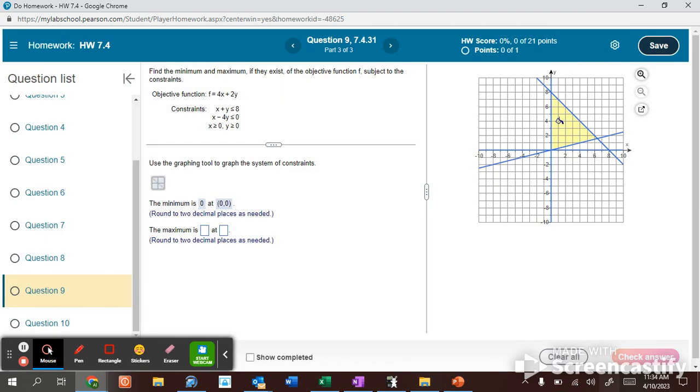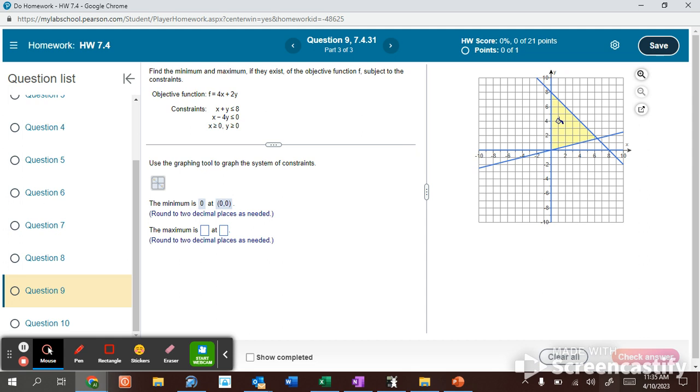The maximum. Okay. Now I got to figure out where these two cross. That'll be interesting. So to figure out where those two cross, I'm going to do this on the board. So those of you watching the video, sorry about your luck. So x plus y equals 8. x minus 4y equals 0. So if we multiply the bottom equation by -1, we get 5y equals 8. So y equals 8/5.